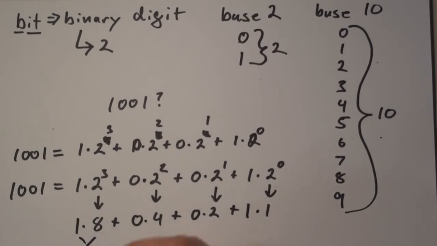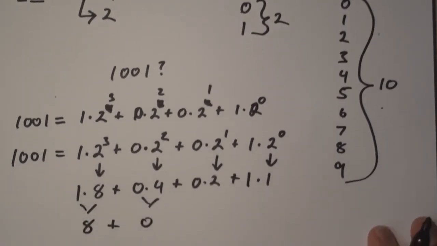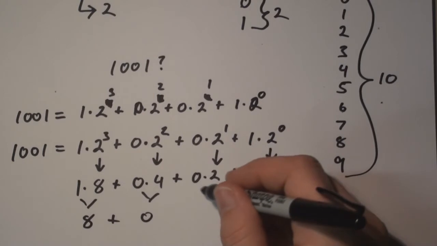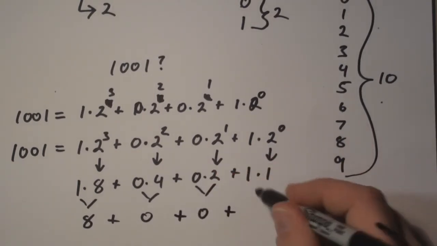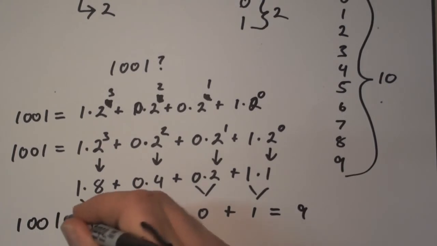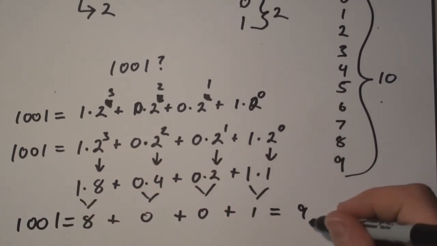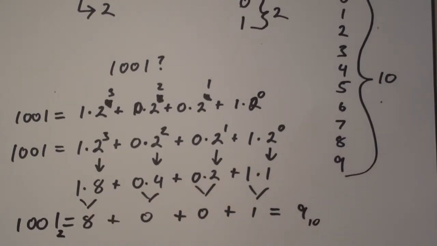And 1 times 8 is 8. 0 times 4 is 0. Plus 0 times 2 is 0. Plus 1 times 1 is 1. So 1001 in binary is equal to 8 plus 0 plus 0 plus 1, which is equal to 9 base 10. We put the little radix to the bottom right of the number to indicate if it's base 2 or base 10.